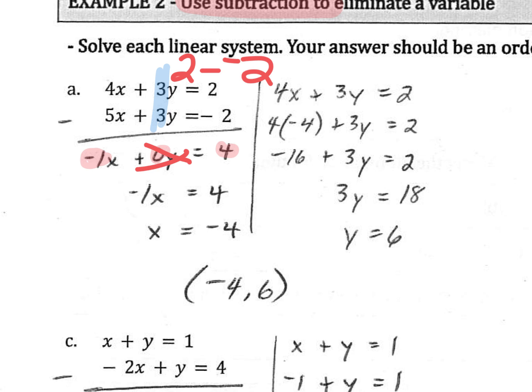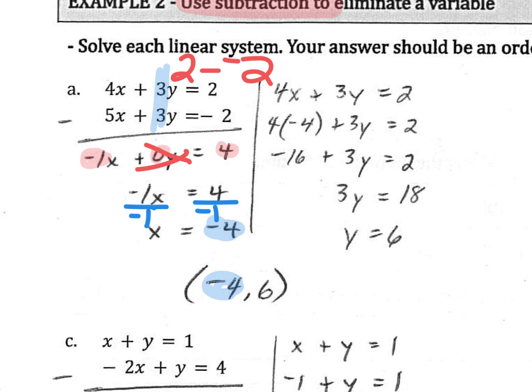If we divide both sides by negative 1, we get a final answer of negative 4. Okay, again, that's because we divide both sides by negative 1, sorry. So that's the x part of our answer. We still need a y number, though.